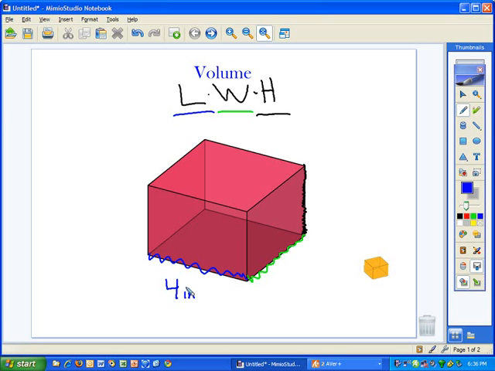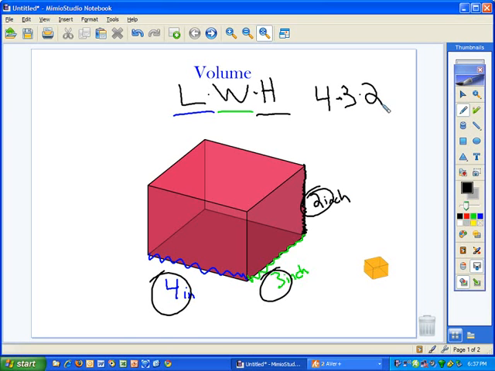And then let's go ahead and say I had a width of maybe 3 inches. And let's finally say that I have a height of maybe 2 inches. Now, whenever you're going to do problems with volume, you just have to replace the length, the width, and the height with the numbers that we found for our dimensions. So first of all, we know that our length is represented by 4 inches. We're going to times that by our width, which is 3 inches, and our height, which is 2 inches.